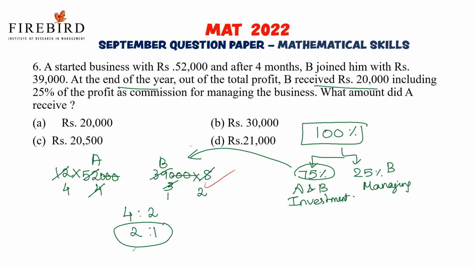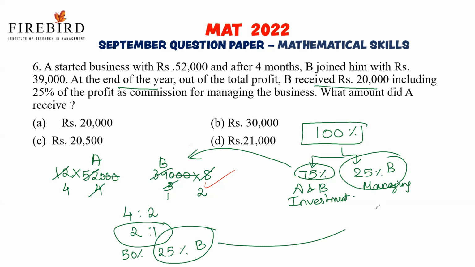2 is to 1. That is, in that 75%, 50% will go to A and 25% to B. So already B has another 25% of the total profit for managing the business, and now for his investment, he got another 25%. So both together is 50%. This 50% is 20,000 and this is for B. So another 50% of the profit goes to A. The value will be same, 20,000, right? So your answer is 20,000.